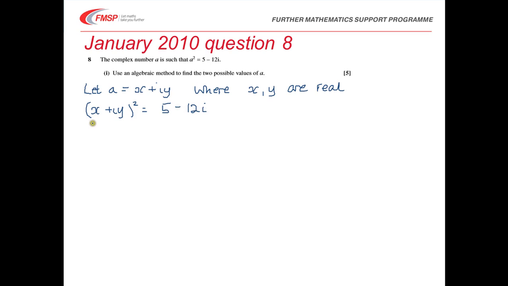So on that basis, if we square this, we'll get x squared plus 2xyi plus i squared y squared, which is minus y squared, and that has got to be equal to 5 minus 12i. Now the trick now is to equate real and imaginary parts. So that's what we're going to do now, we're going to equate real and imaginary parts.